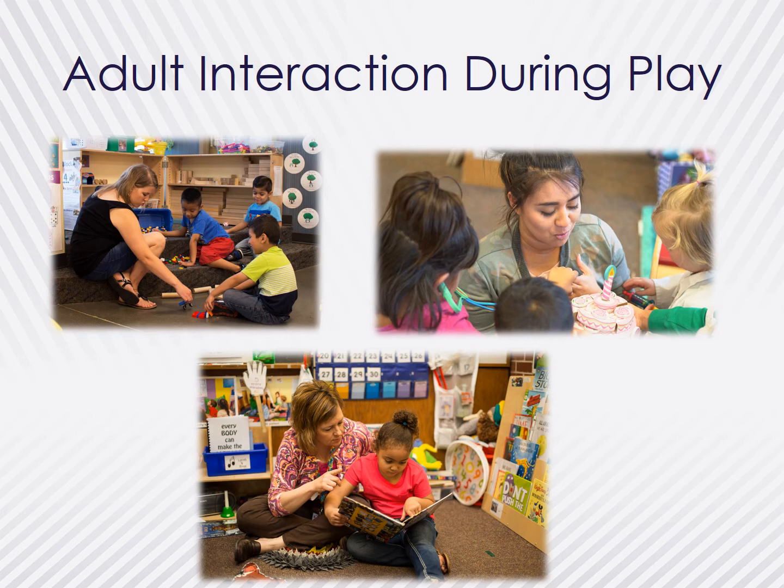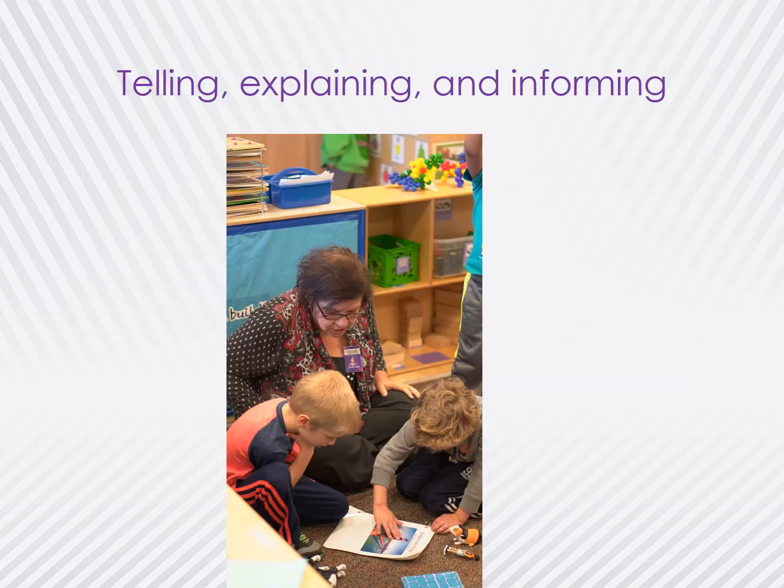During play, adults will use a variety of strategies based on the needs and interests of each child. The first step of adult interaction during play should be to get on the child's level and then observe quietly to understand what the child is doing or saying. Once the adult has determined what the child is doing, specific interaction strategies can be used. Let's look at a couple of different adult interaction strategies that can be used during play.